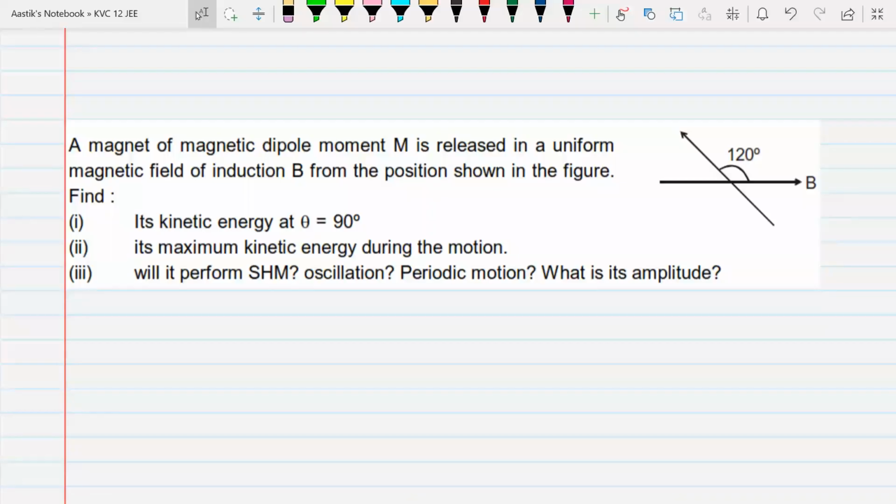So how are we supposed to do this one? Well, we can do this in many ways. Let us first try to do number one. The black position is the initial position, and 90 degrees. Let me call this position number 1, and let me call this position number 2. We can do it by the law of conservation of energy. Total energy at point A, you can apply.